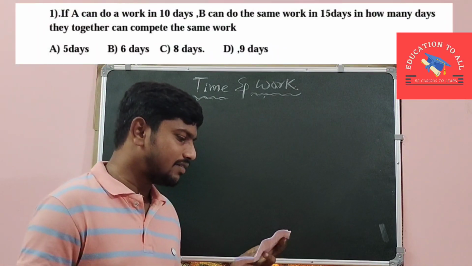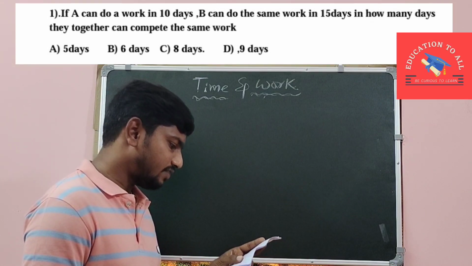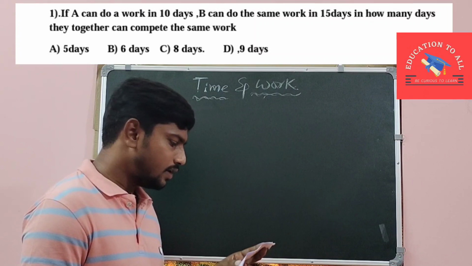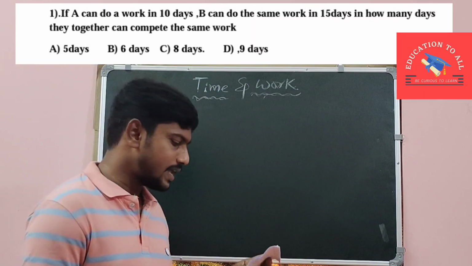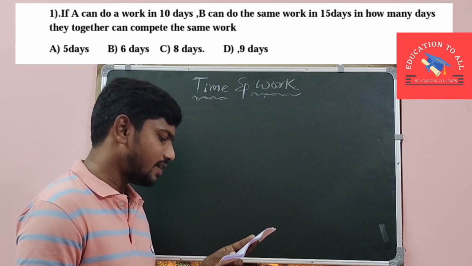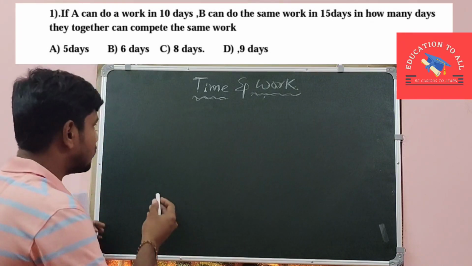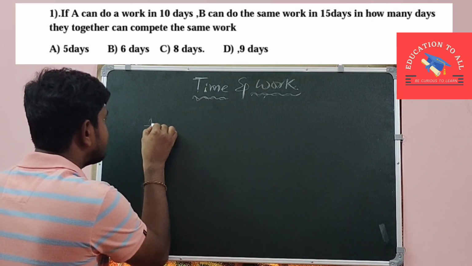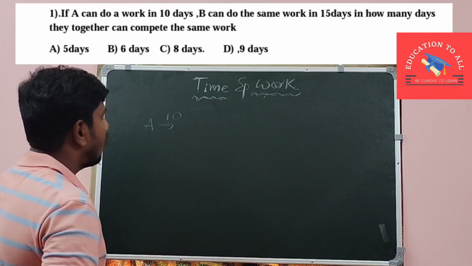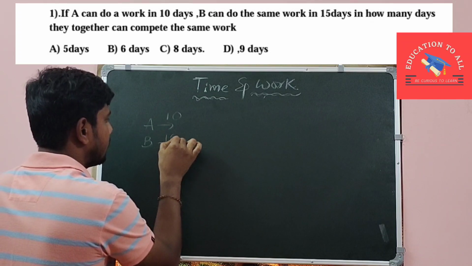A can do a piece of work in 10 days. B can do the same work in 15 days. In how many days will they do the same work together? Option A is 5 days, option B is 6 days, option C is 8 days, and option D is 9 days. According to the given question, A can do the work in 10 days, and B can do the work in 15 days.